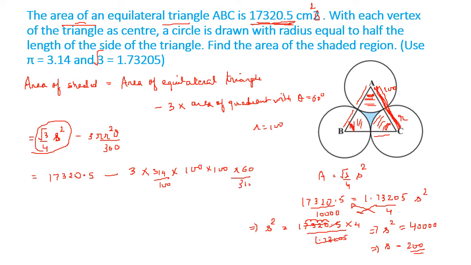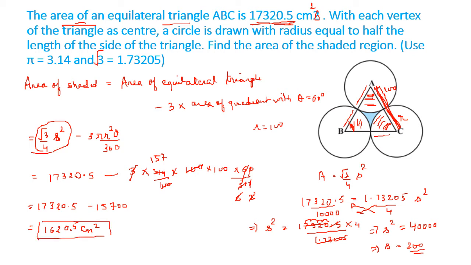Upon 360. Cutting, we get 157. So we have the area is 17320.5 minus 15700. Now 13 minus 7 is 6, 6 minus 5 is 1. So we have 1620.5 centimeter square is the area of the shaded region.